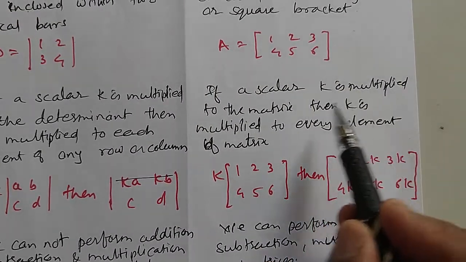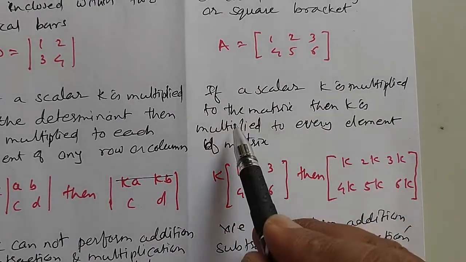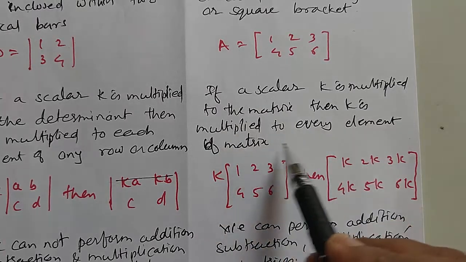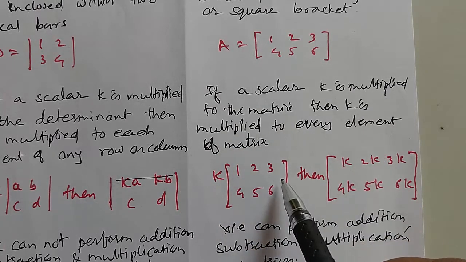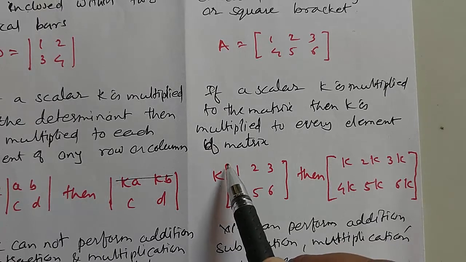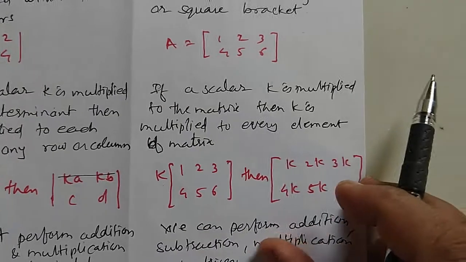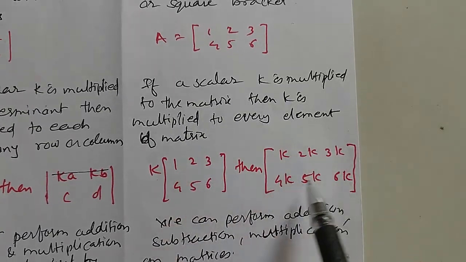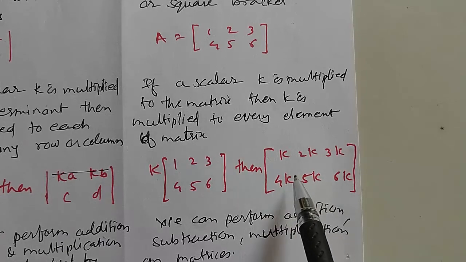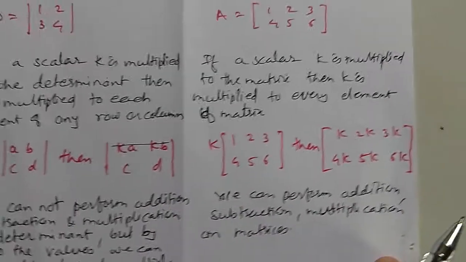In a matrix, if a scalar k is multiplied to the matrix, then k is multiplied to every element of the matrix. Suppose k is multiplied by this matrix, then k is multiplied to each and every element of the matrix. This is an important property.